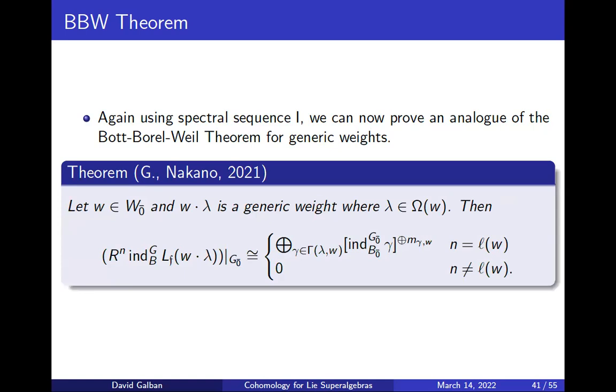Then if we look at the restriction down to Z0 of the nth higher right derived functor of induction from B to G of alpha W dot lambda, well, if n is not equal to the length of W, then these are just going to be 0. And otherwise, they're just going to be a direct sum over all gamma that are weights of that, again with multiplicity and gamma W. And again, the definition of being generic was specifically constructed so that all the terms of interest in the spectral sequence were 0.